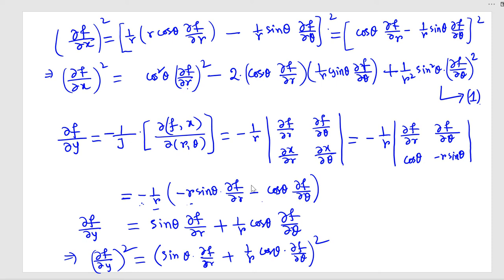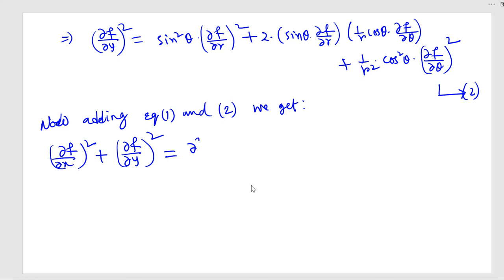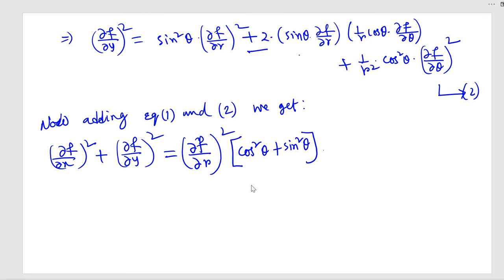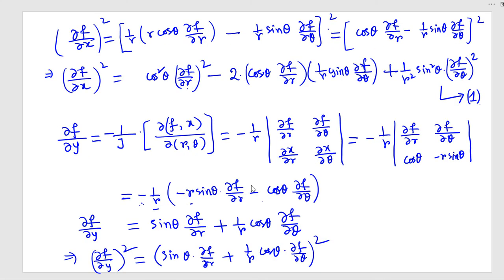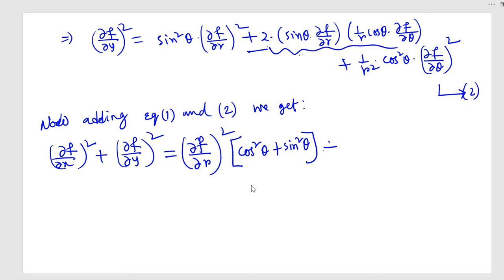So this is our common part, and then the common part is del f del r of whole square into, there we had cos square theta, here we have sine square theta. Here we have positive 2 into this time. In fact, these are multiplications, so you can rearrange them. So this is going to be 2 by r, then sine theta cos theta, and then del f del r into del f del theta. So here we have the negative of this. This one and this one will get cancelled. And finally we have 1 by r square into del f of del theta.